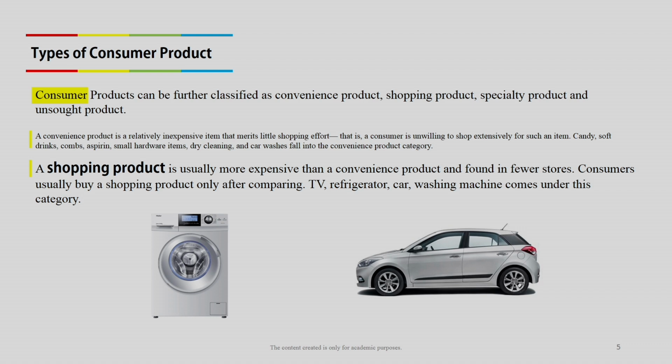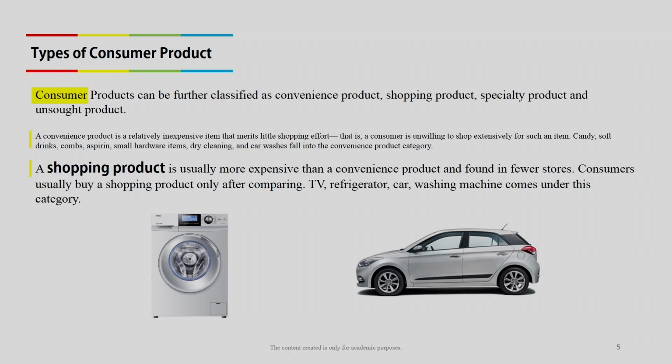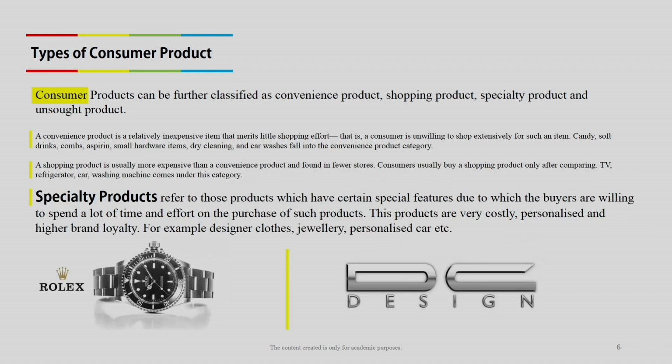A shopping product is usually more expensive than a convenience product and found in fewer stores. Because of the price, the consumer has to compare what other brands are giving within the same price, and after comparing they go for buying. So, consumers usually buy a shopping product only after comparing. TV, refrigerator, car, washing machine come under this category.